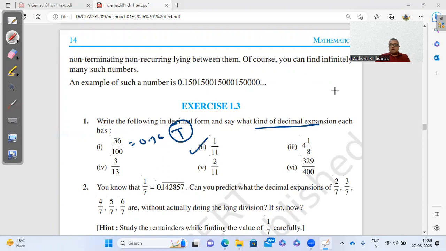We go to 1 by 11. When I try to divide 1 by 11, let's see what's going to happen. So when I'm going to divide 1 by 11, 11, 0. Here again 0, 11 nines are 99. Subtract this, I get 1. 10 is smaller than 11, so I'm going to put 0 here. 100, 11 nines are 99. So I observe that the 0, 9 is repeating.